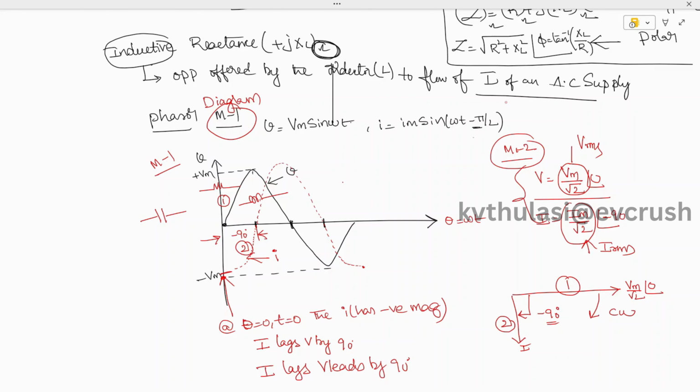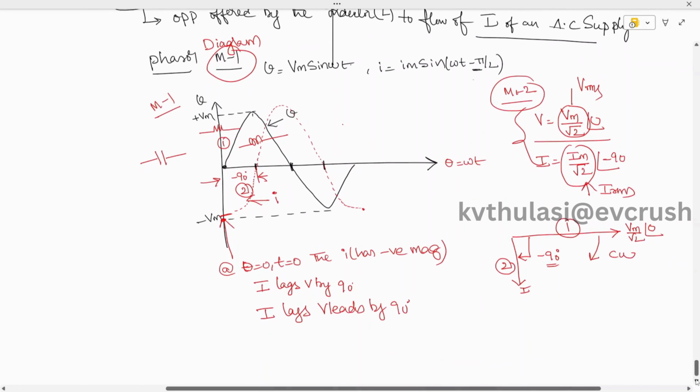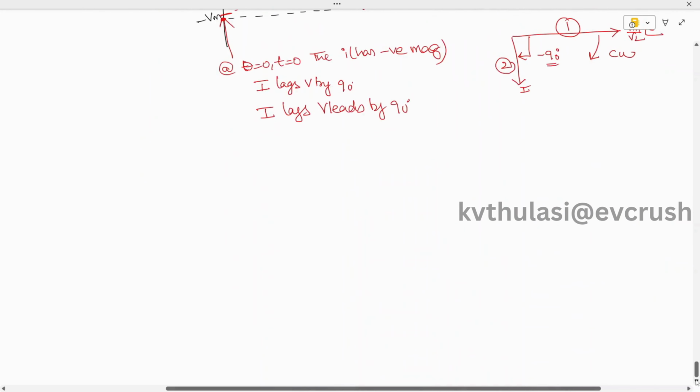Now let's see the characteristics of an inductor. Whenever you plot the characteristics with frequency, how do you write the inductance? We can write it as plus jXL ohms. XL is equal to omega L ohms. How to write omega L? We can write it as 2 pi f L ohms.